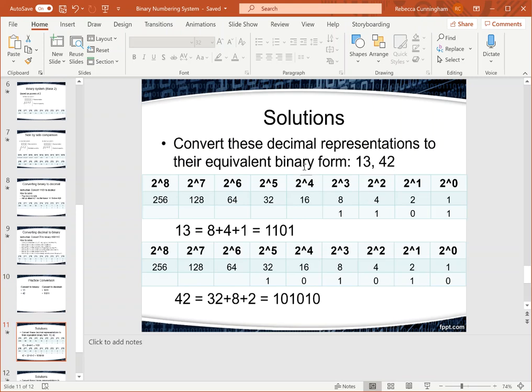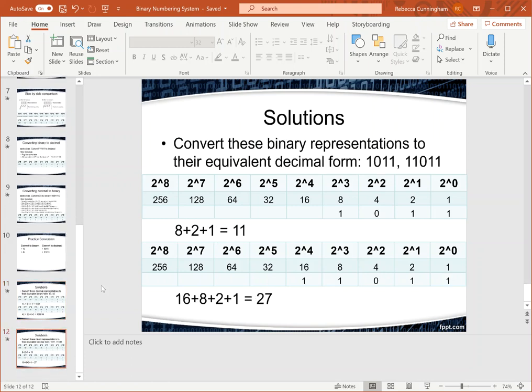Okay, so this is how you would determine the binary values for those decimal values that you were given. Again, you can pause this video if you want to take a look at this a little bit more closely. And then here are the solutions for the other way. Given the binary, how do you solve for the decimal values?